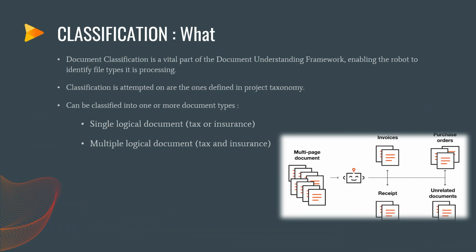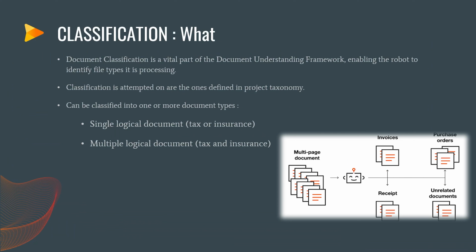Firstly, let's see how it works. A file can be classified into one or more document types depending on its content and the classification methods used. There are two different scenarios. Scenario 1: if a file contains a single logical document type, such as an invoice or a medical record, the classification component should be configured accordingly. It will then return a single classification result.